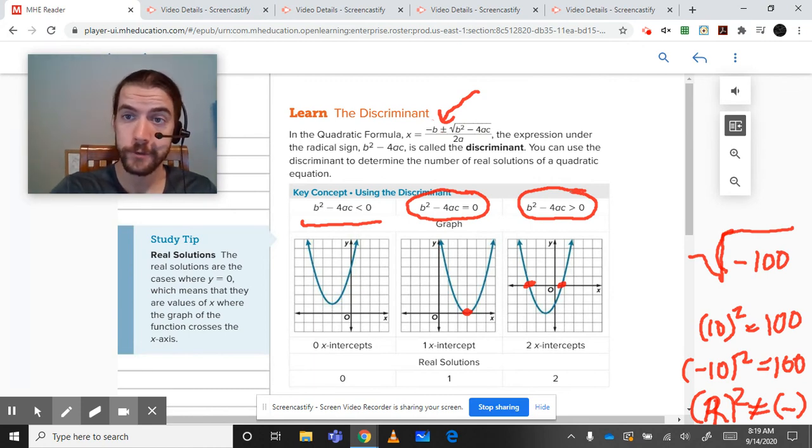All right, so we'll move on and look at some examples of using those discriminants in the next video.